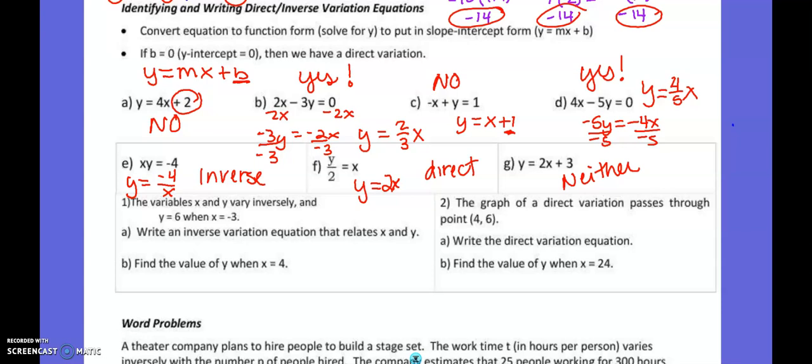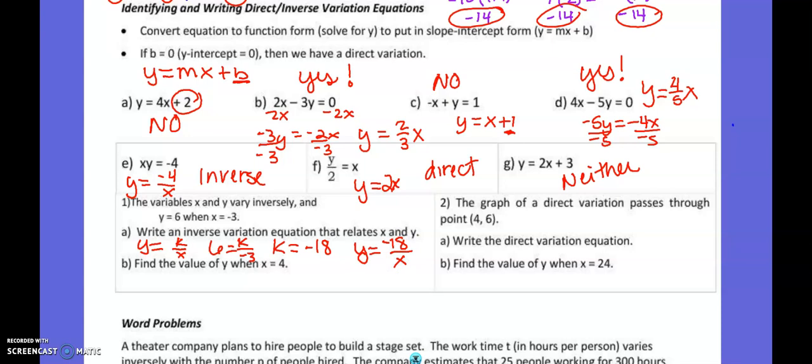Our next example says the variables x and y vary inversely, and y is 6 and x is negative 3. Write an inverse variation equation. I start with the form y equals k over x. I know my y is 6 and my x is negative 3. So I'm going to go ahead and solve for k because I need to know that constant of variation. In this case, it's negative 8. I haven't written my equation yet. I go back to the form y equals, and I only replace the k in my equation.